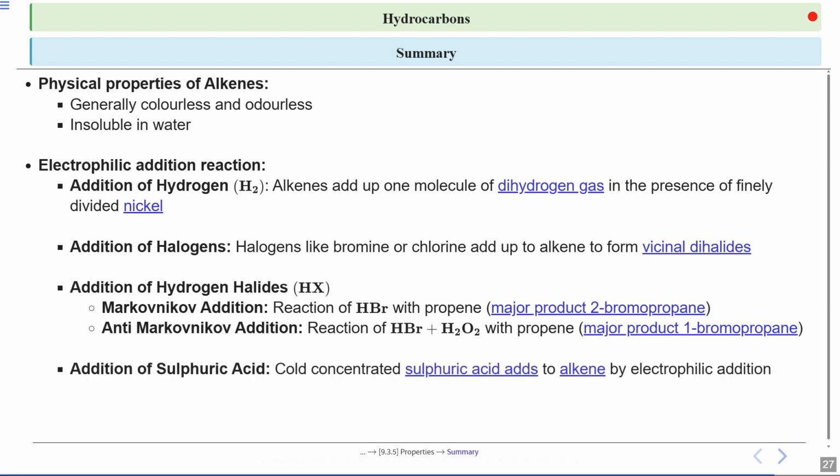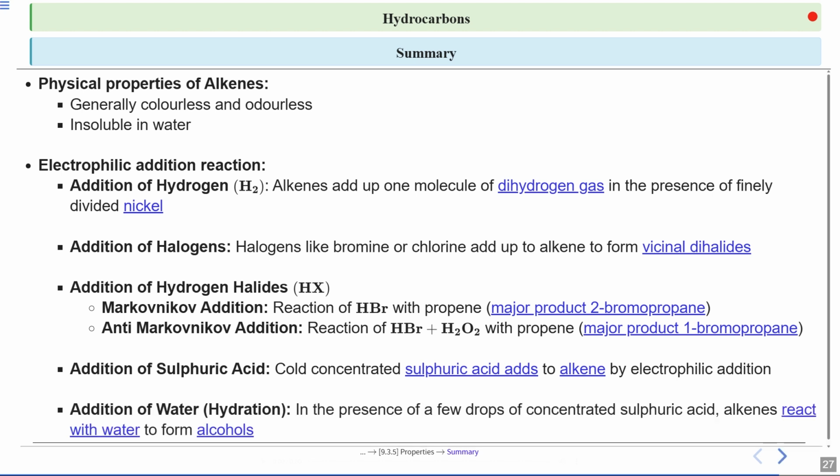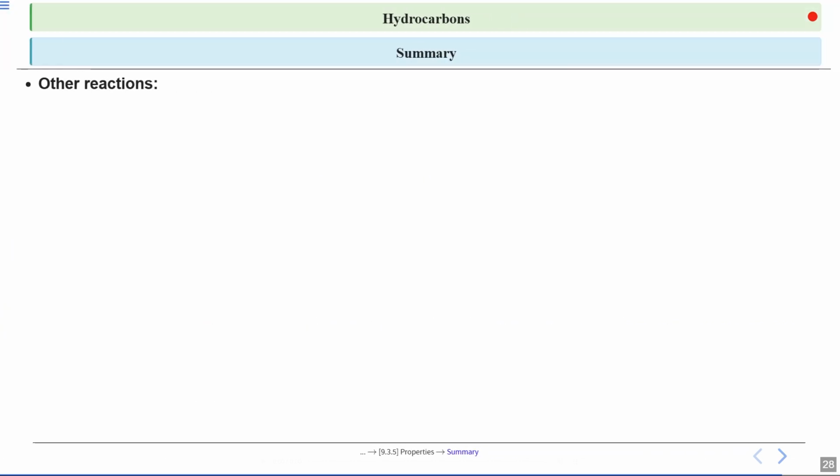Moving on further, we have the addition of sulfuric acid. So the addition of sulfuric acid is also an example of electrophilic addition, and further it is done in the Markovnikov fashion. Means the alkyl hydrogen sulfate acts as an intermediate here, which is further hydrolyzed to form the alcohol. Last is your hydration. So in this process, a few drops of concentrated sulfuric acid help in the catalysis of the addition of water onto the double bond to form alcohol. This also follows the Markovnikov process.